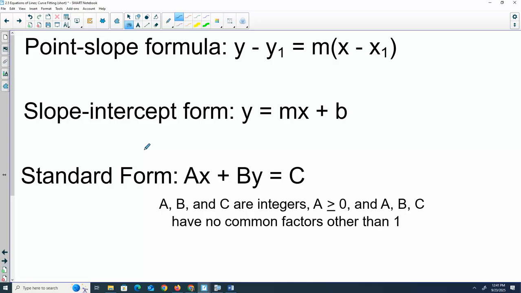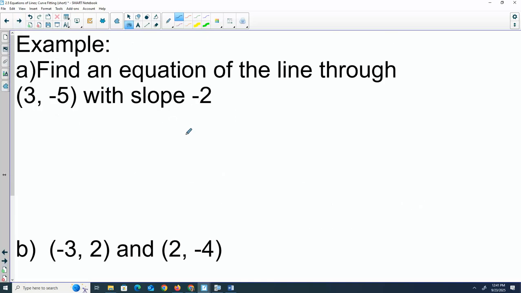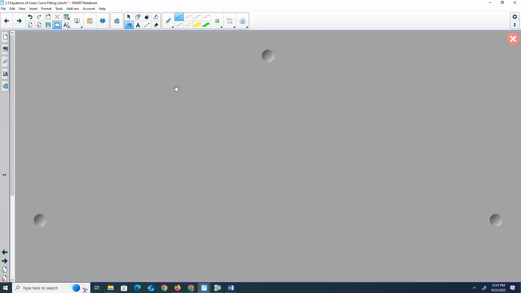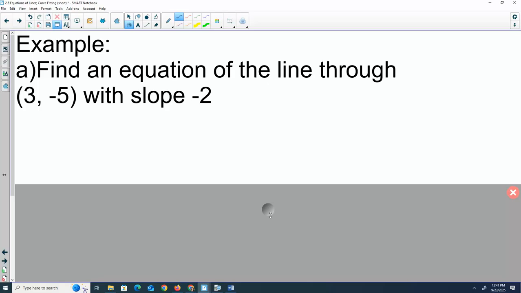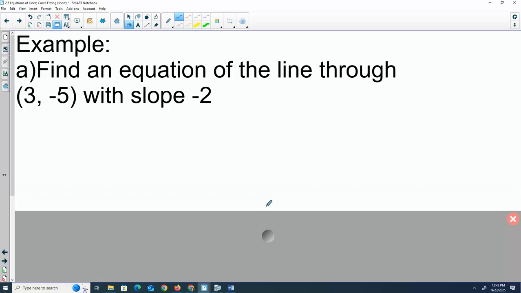When we write our equations, I do not care if you use the point slope formula or slope intercept, so it's kind of a personal preference. If I asked you to write the equation of the line going through the point 3, -5 with a slope of -2.